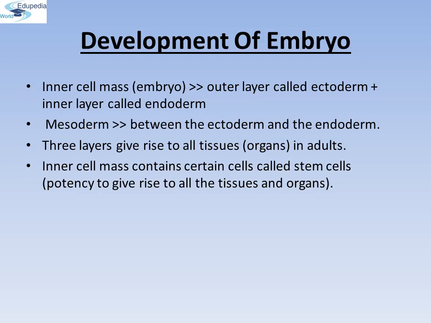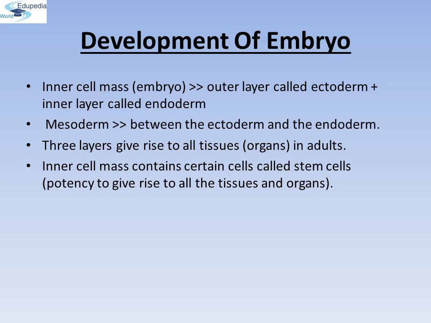Development of embryo. Immediately after implantation, the inner cell mass or embryo differentiates into an outer layer called ectoderm and an inner layer called endoderm. A mesoderm soon appears between the ectoderm and the endoderm. These three layers give rise to all tissues or organs in the adult.